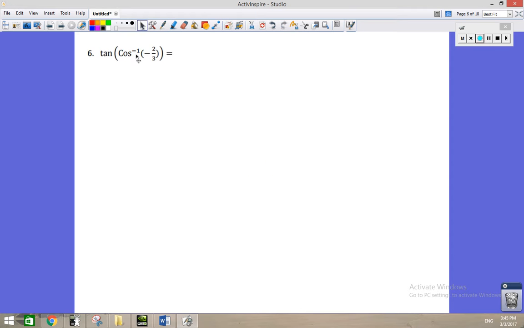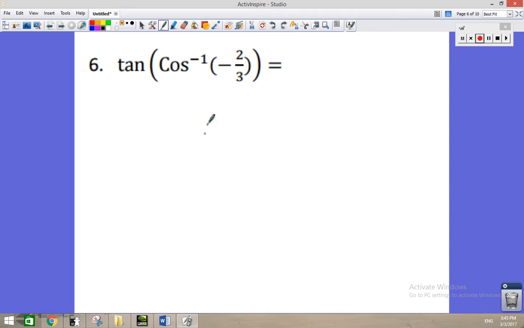Alright. Inverse cosine, think quadrants 1 and 2. Since it's negative, it's in quadrant 2.